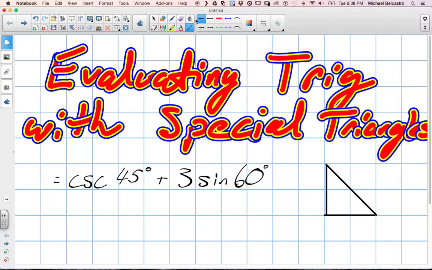One of them is a 90-degree angle with two 45s. And if you recall, what that means is you have two sides that are the same because it's an isosceles triangle, and then the hypotenuse of it is root 2.